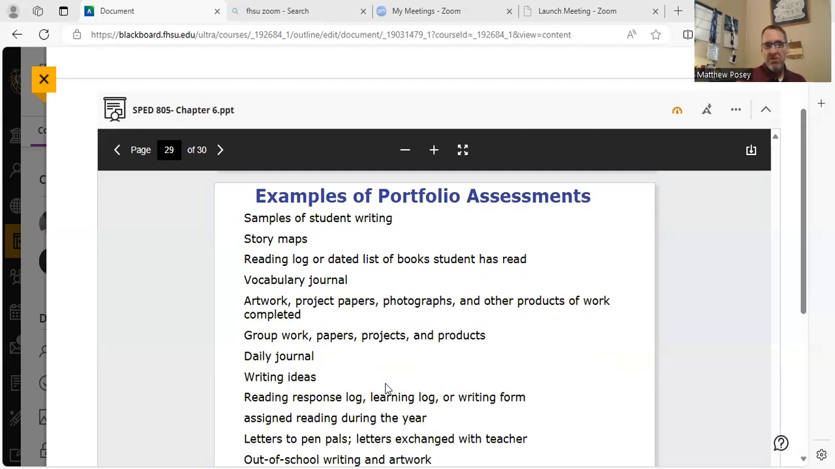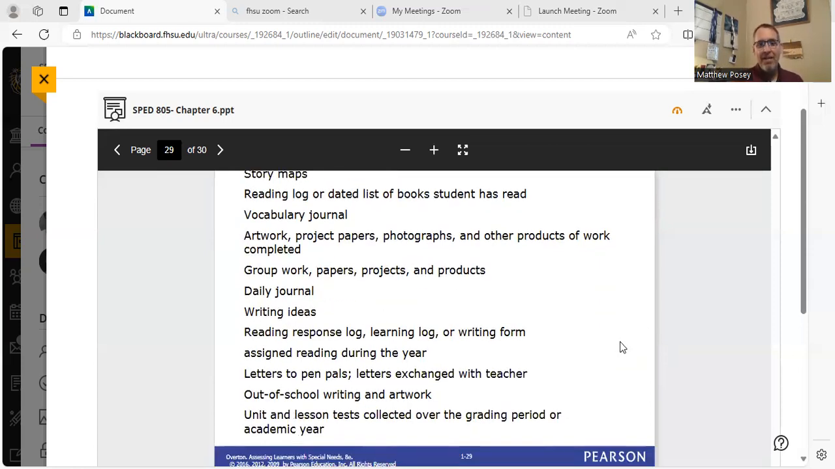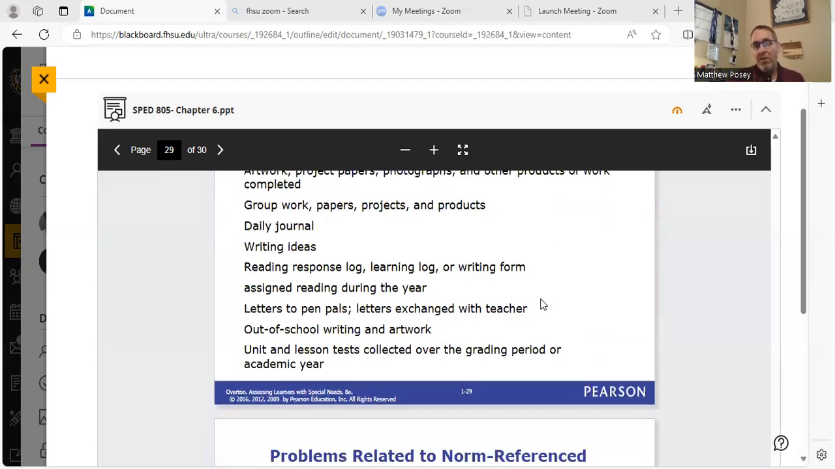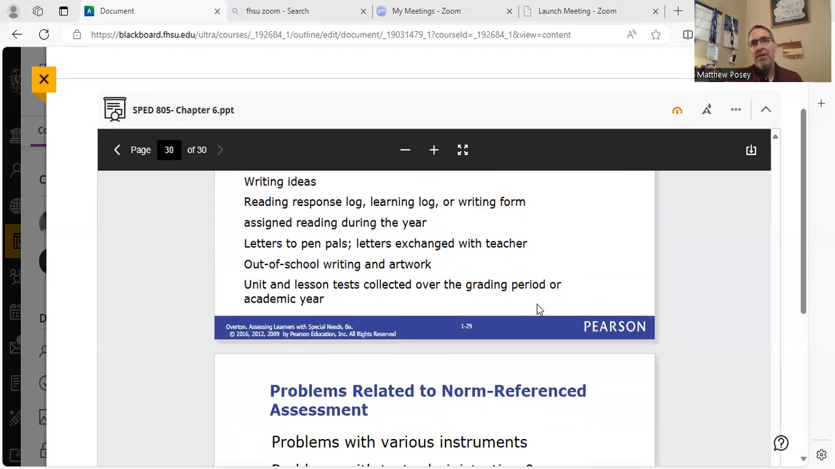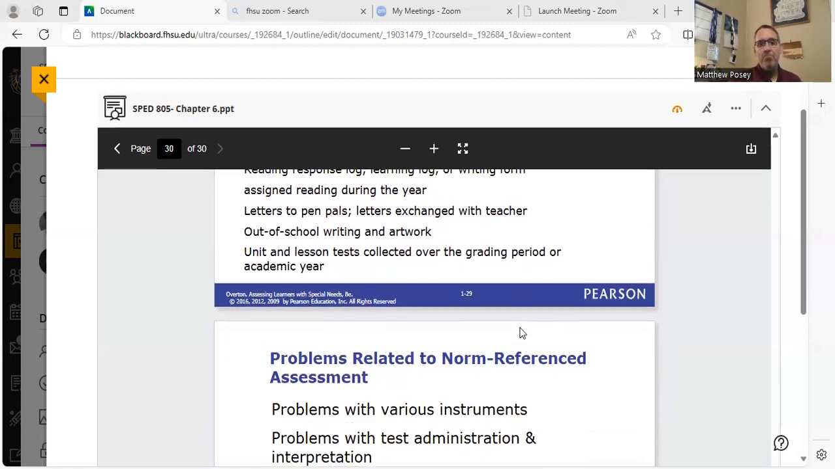Also, you could include letters to pen pals to gauge the use of mechanics in their writing and their writing skills. You could also keep letters that are exchanged with the teacher, which is another work sample, and then out of school writing or artwork that might be done. And then you could also include some unit lesson tests that are collected over a grading period, like a 9-week period or even a semester, or even throughout the academic year, and show progress from point A at the beginning of the year all the way through point B at the end of the year and everything in between.